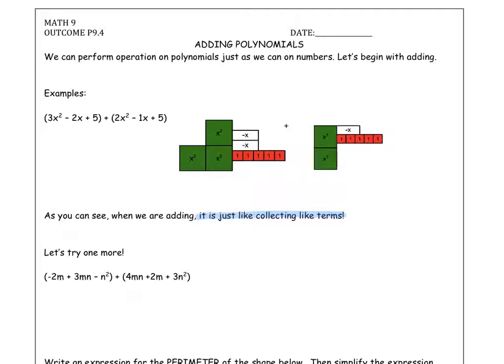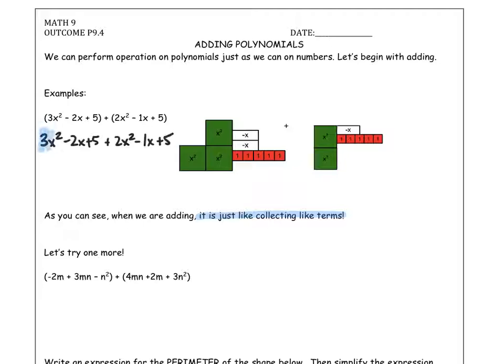Okay, so what I'm doing here is I'm adding 3x squared minus 2x plus 5, which I've shown with tiles, and I want to add 2x squared minus x plus 5. So if I rewrite my statement, basically getting rid of the brackets, I'm going to take 3x squared minus 2x plus 5, and I'm going to add 2x squared minus 1x plus 5. Same thing, you want to collect your like terms.